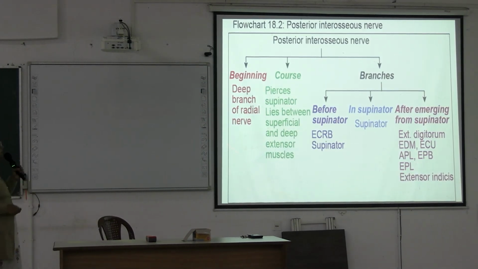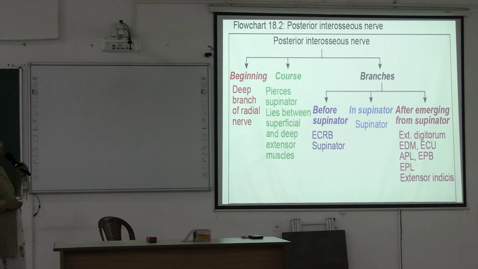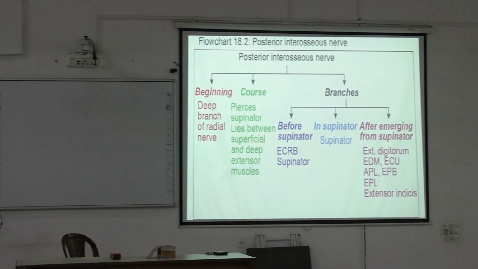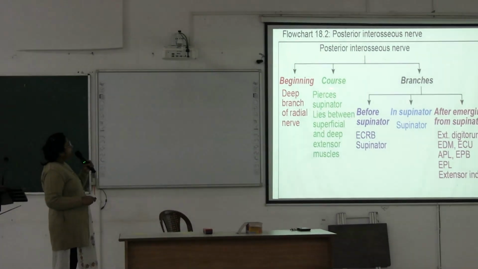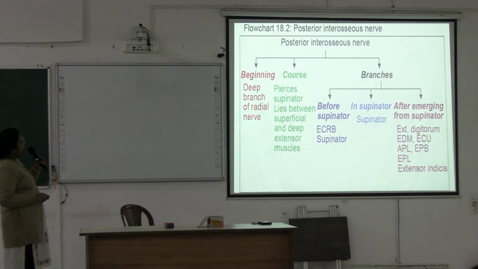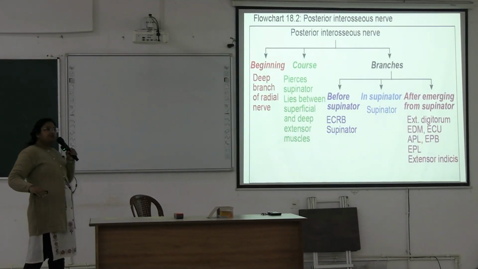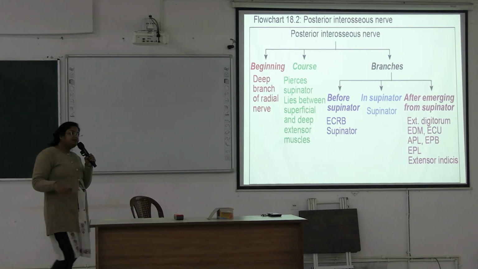So this is the summarization of posterior interosseous nerve. Beginning is, it is the deep branch of the radial nerve. Course, it pierces the supinator muscle and lies between the superficial and deep extensor muscles. So it pierces supinator and lies between the two groups of extensor muscles, superficial and deep.